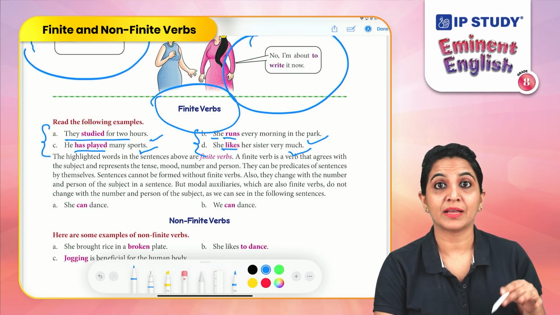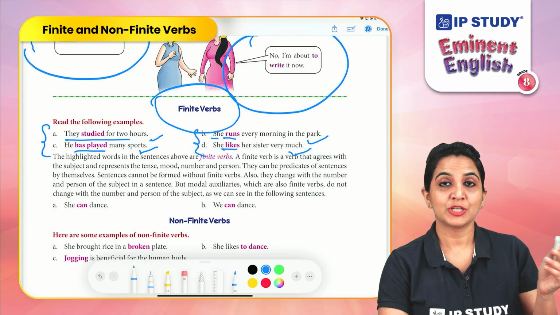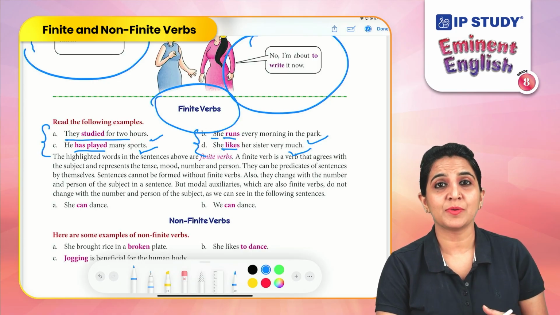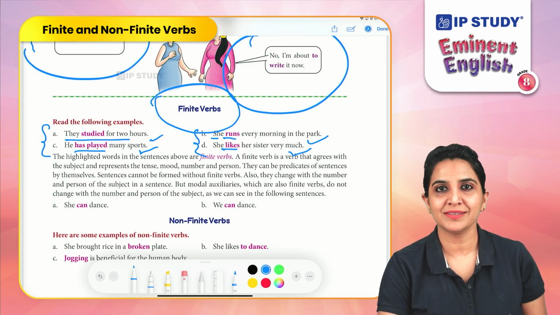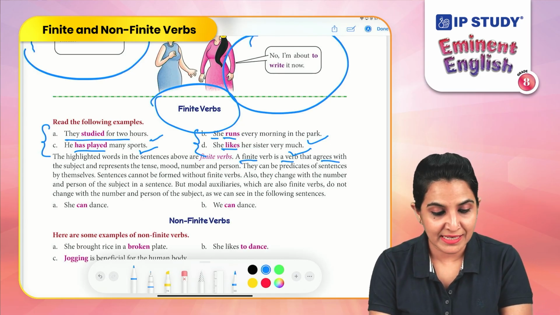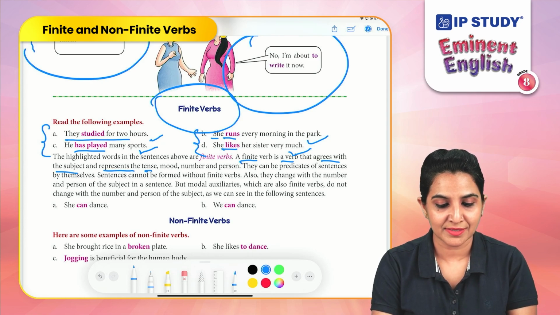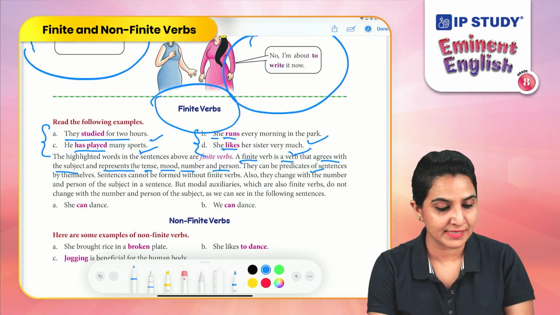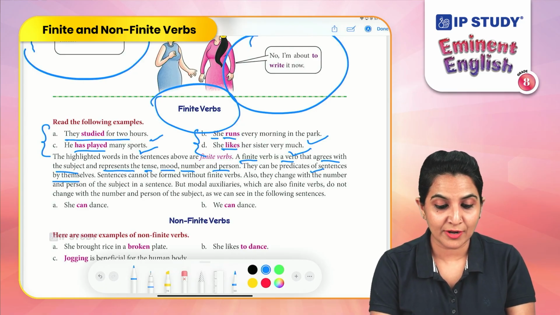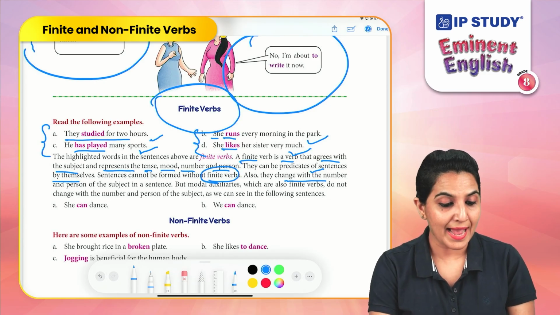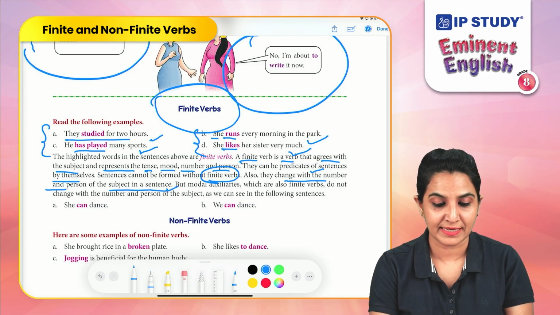When is the action happening? Who are we talking about? So all of these are dependent factors to form these kind of verbs. Therefore, finite verbs help us to express the tense and the mood of the sentence as well. A finite verb is a verb that agrees with the subject and represents the tense, mood, number, and person as well. They can be the predicates of sentences by themselves. Sentences cannot be formed without finite verbs. Also, they change with the number and person of the subject in a sentence.